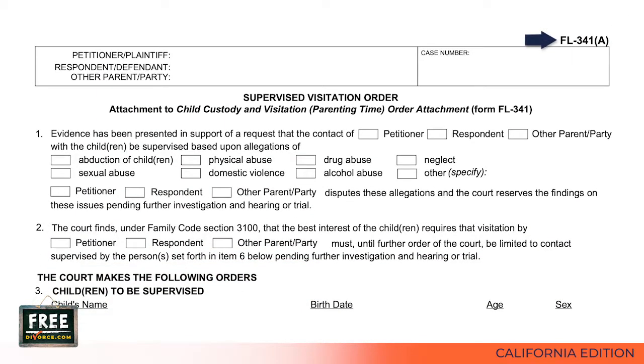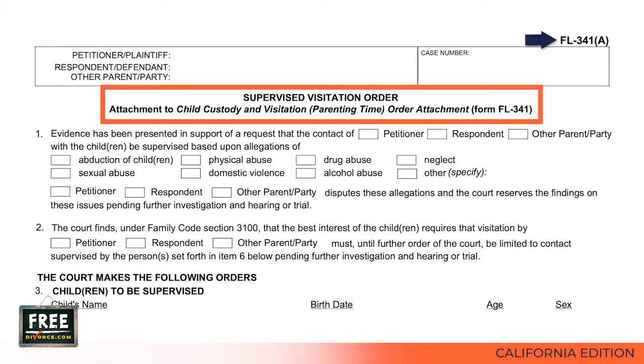Not many people will use this form. It's used to set forth a custody order for supervised visitation. You may want a supervised visitation order if the children are at risk from one parent due to history of physical abuse, sexual abuse, alcohol, or drug abuse, and things of that nature.